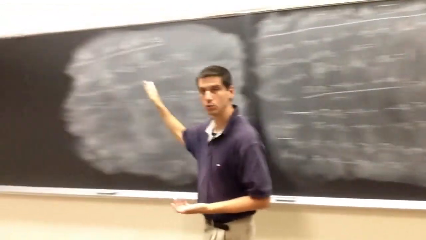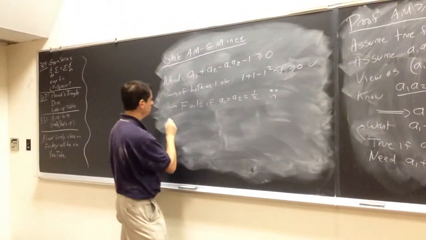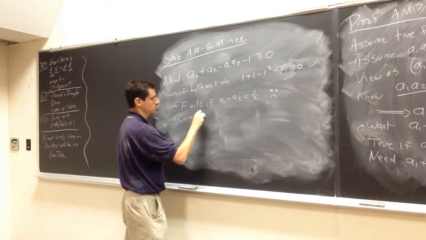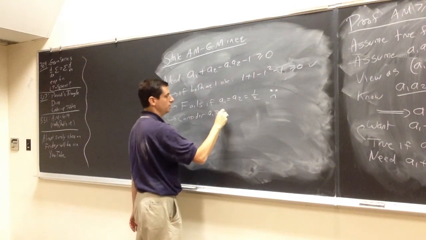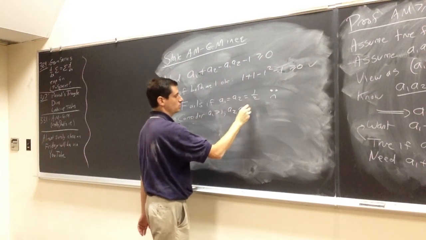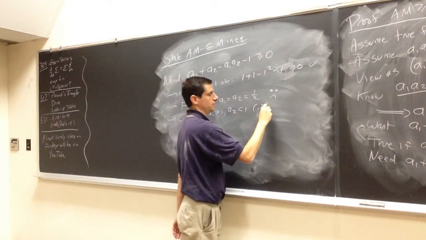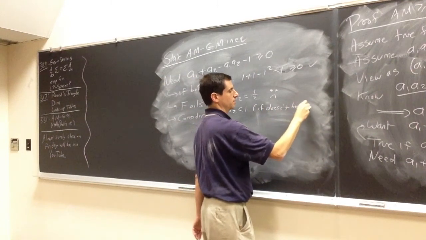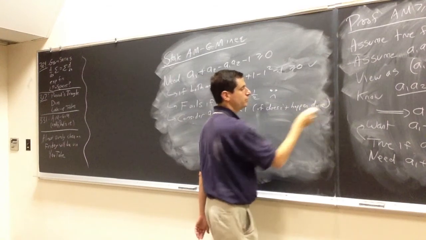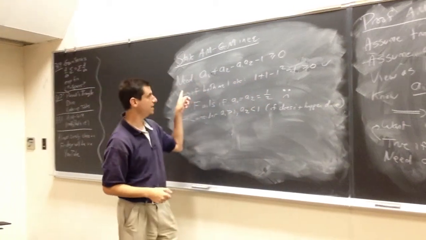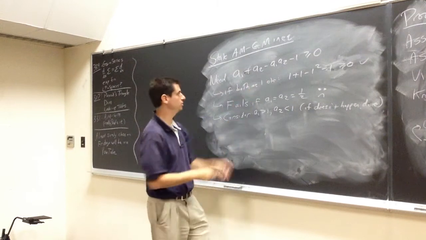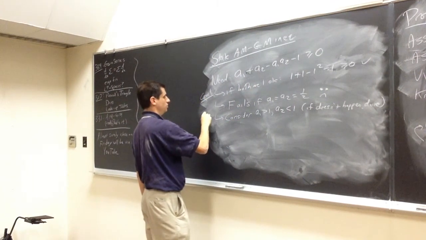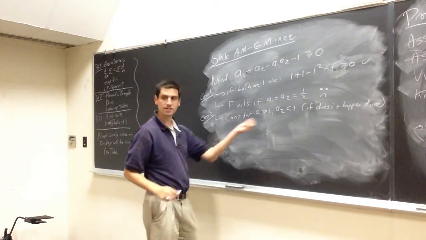So if they all equal 1, we're fine. So maybe consider a1 greater than 1, a2 less than 1. If that doesn't happen, we're done. So if you want to write this out really carefully, case 1, all the a's equal to 1. And then this would be case 2. Not all the a's are equal to 1.